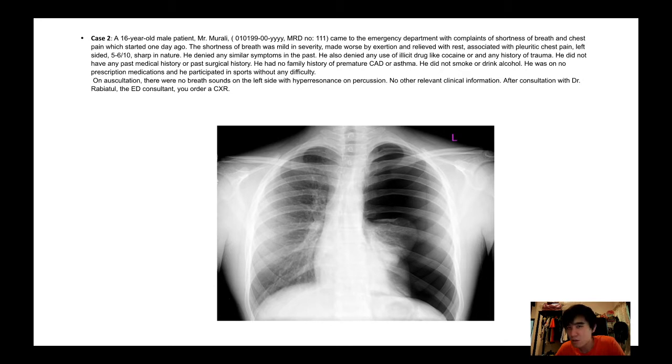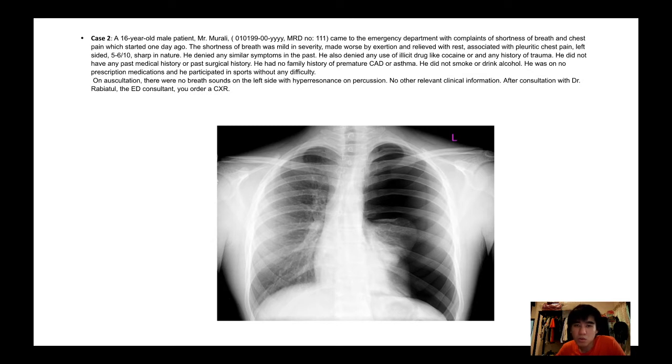No history of coronary artery disease or asthma. He did not smoke or drink alcohol. He was on no prescription medications and he has participated in sports without any difficulty. On auscultation, there were no breath sounds on the left side with hyperresonance on percussion, no other relevant clinical information. After consultation with Dr. Rabiato, the ED consultant, you order a chest x-ray.